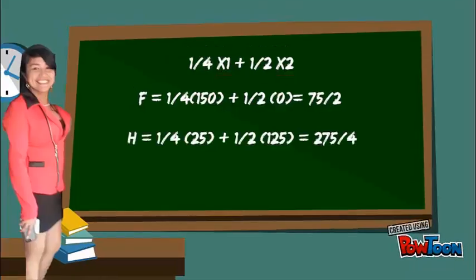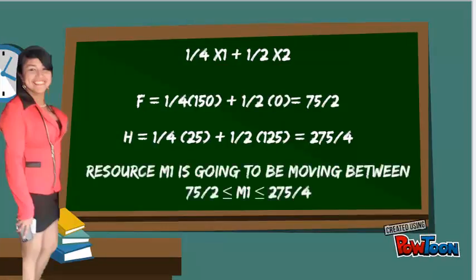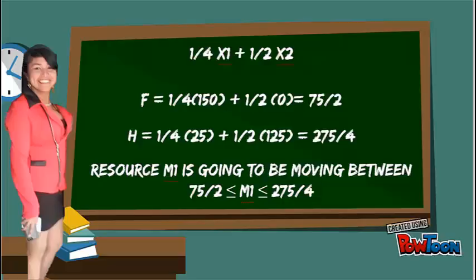H equals a quarter multiplied by 25 plus a half multiplied by 125, which equals 275 divided by 4. Resource M1 is going to be moving between 75 million less or equal M1 less or equal to 175 divided by 4.